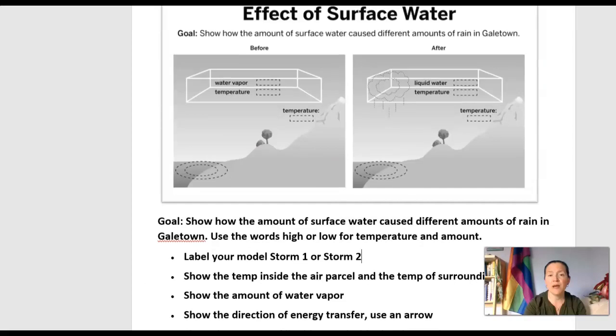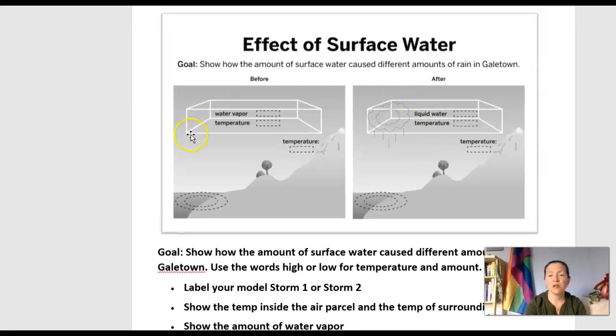Okay, so you're going to go back up to your image here, and you're going to put in the before: you're going to fill in surface water, water vapor, temperature in the air parcel, and temperature of the surrounding air. And then after, you're going to fill in how much liquid water is falling, what's going on with the temperature inside the air parcel, and what's going on with the temperature outside the air parcel. All right, so you're going to pause the video right now, and work on this, and then you're going to come back and check your answer, and I will wait for you.